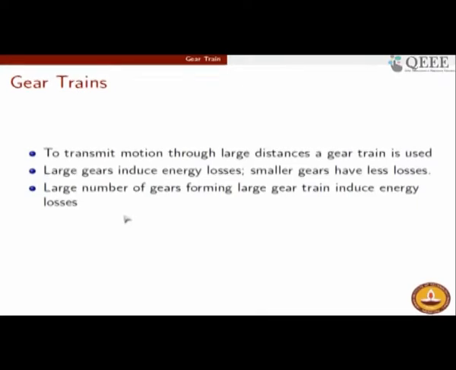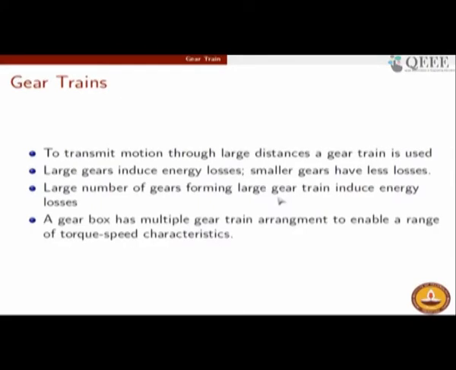And similarly, if you really wish to do a more efficient transmission for a large gear ratio, then it is not advisable to use a large number of gears. Use a smaller number of gears in a more compact mechanism, and that will have minimal overheads in terms of energy losses.